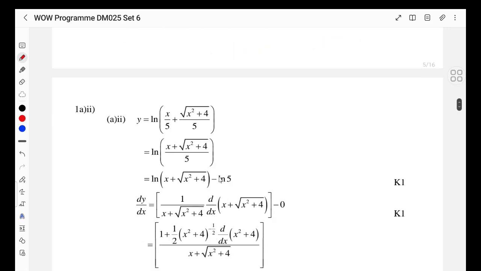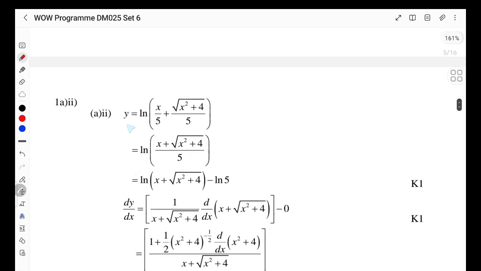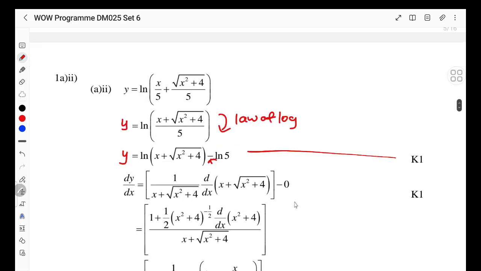So, question 1a2. The function here, y equals ln of x over 5 plus square root of x squared plus 4 over 5. Now, since we have the same denominator, we can combine this fraction. So, you get x plus square root of x squared plus 4, over 5. Okay, then by using the law of logarithm, since this is divide, you can split into two functions. So ln of x plus square root of x squared plus 4, minus ln 5. So this is the first mark. Okay, this is y. Now differentiate this function.